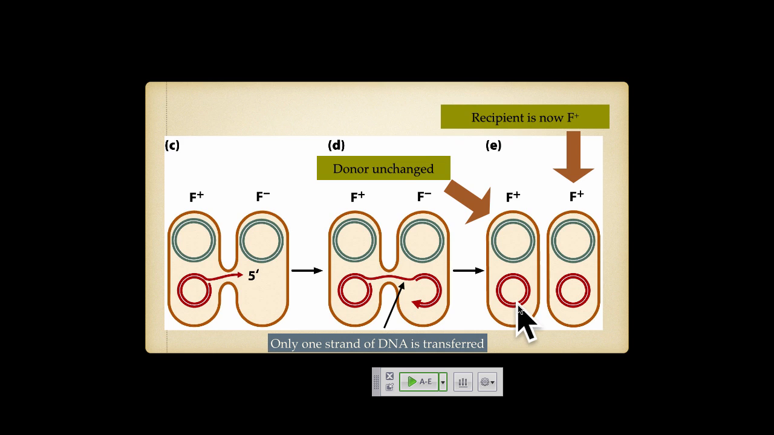Now this process is very efficient because this F plasmid is very small. It probably doesn't take more than a minute or two. So the change from an F minus to an F plus cell probably approaches nearly 100%.